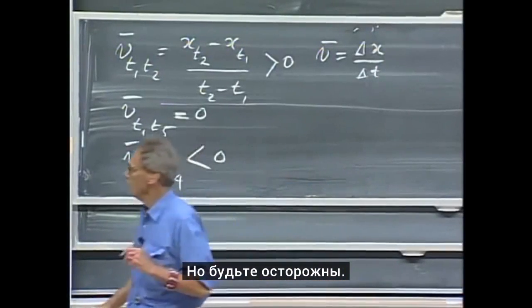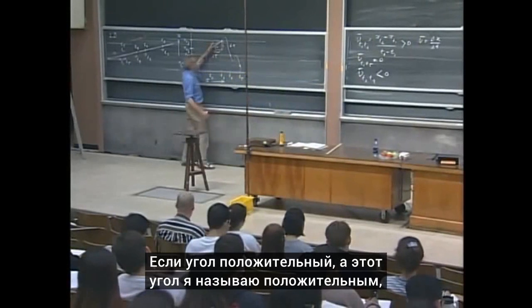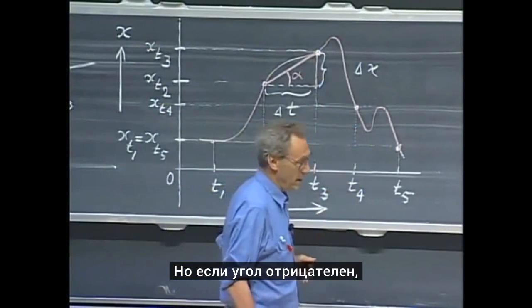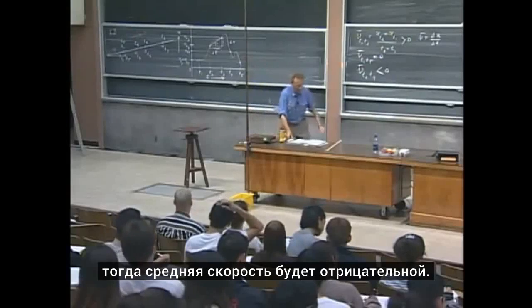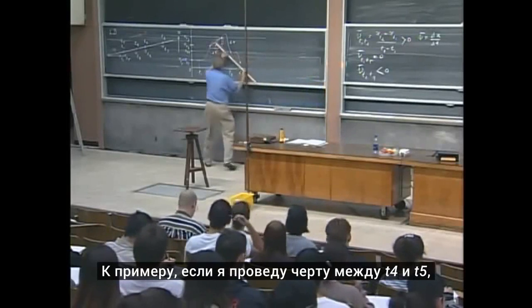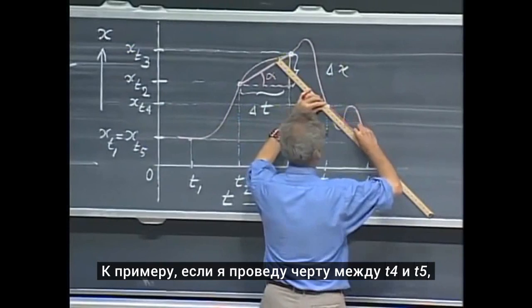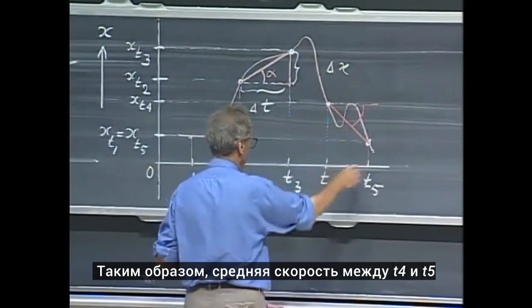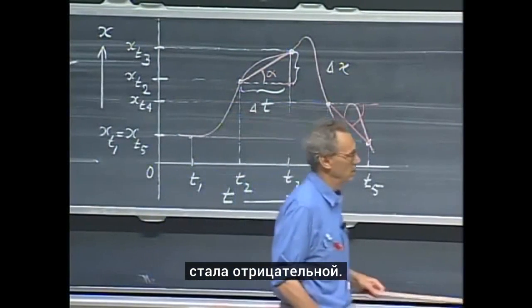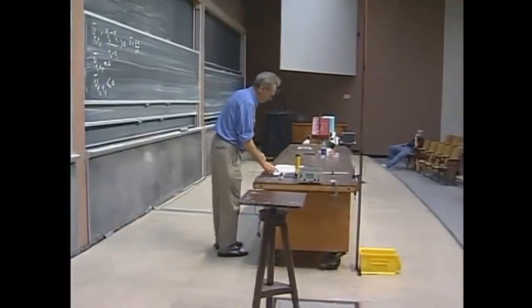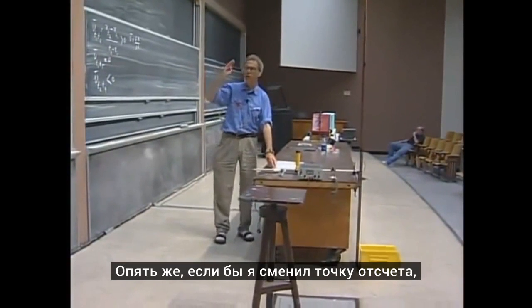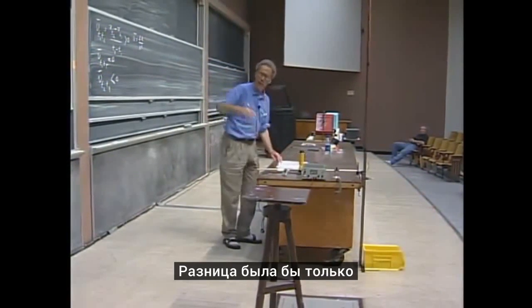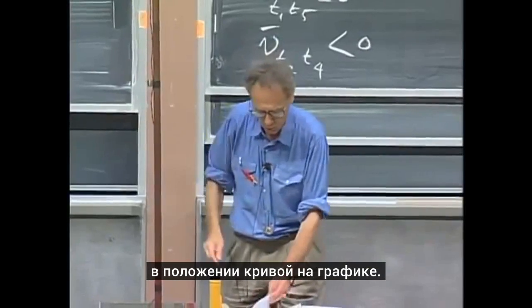But be careful. If the angle is positive, I call this a positive angle, then the average velocity is positive. But if I have a negative angle, then the average velocity would be negative. For instance, between t4 and t5, if I draw this line, then this angle here is negative, and so the average velocity between t4 and t5 is now negative. Again, if I had changed the 0 point, you would have found the same values for the average velocity. The only difference would have been the position of the curve in that plot.